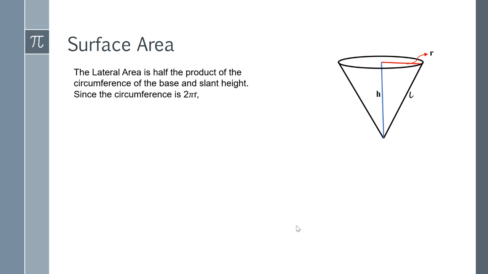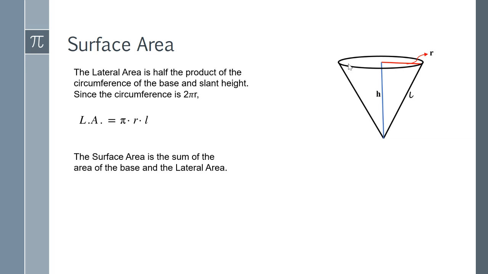Let's look at how we find the surface area. So here's our cone. The lateral area is half the product of the circumference of the base and the slant height. So we're going to multiply the slant height, which is L right here, times the circumference of the circle. Now, since the circumference is 2 times pi r, half of 2 is 1, so we just end up with the lateral area is pi times the radius times the slant height.